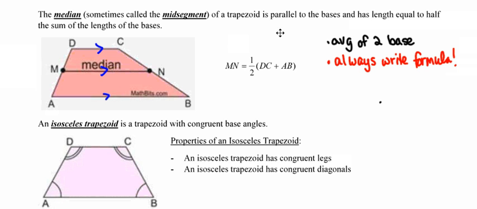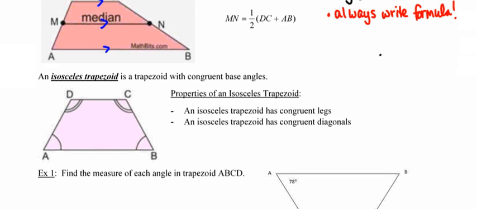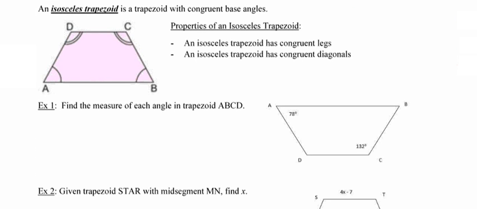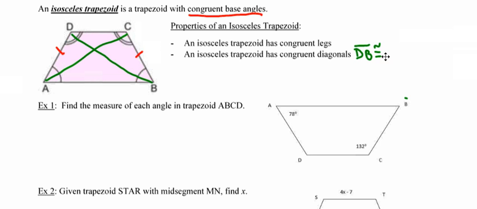That's important to know. A little bit more vocabulary that you need to be aware of: an isosceles trapezoid is defined to be a trapezoid whose base angles are congruent. Anytime you have an isosceles trapezoid, the legs are also going to be congruent, as will be the diagonals. And the diagonal of a polygon is just any segment that connects non-adjacent vertices. So in this picture, segment DB and segment AC would be the congruent diagonals. In this picture, the congruent legs would be segment AD and segment BC.